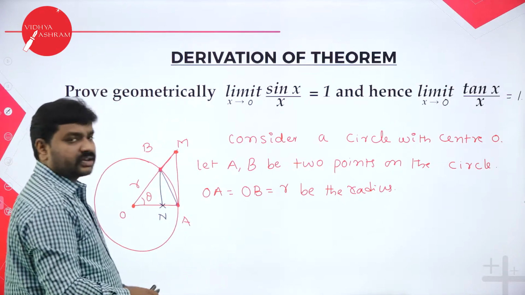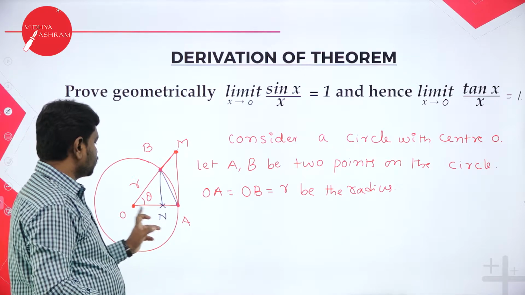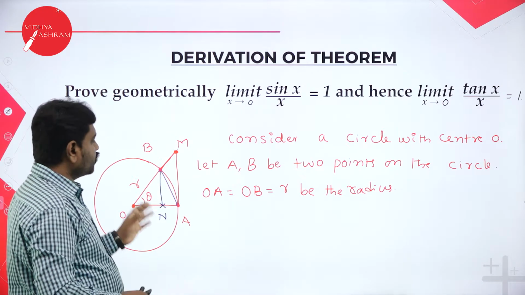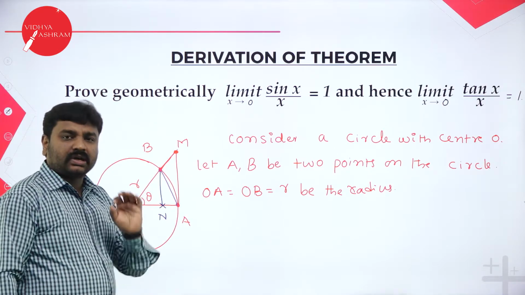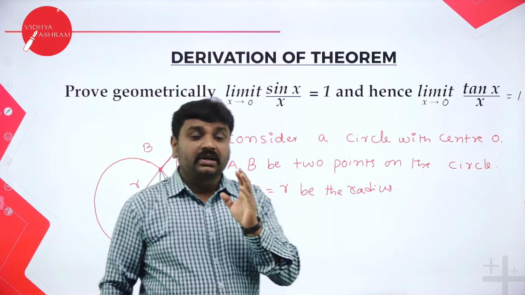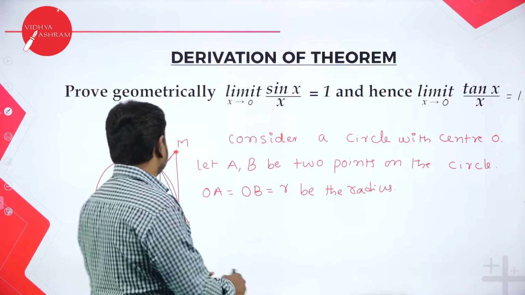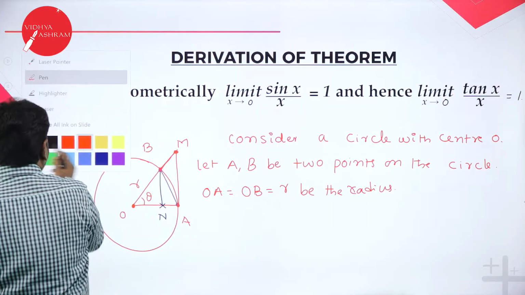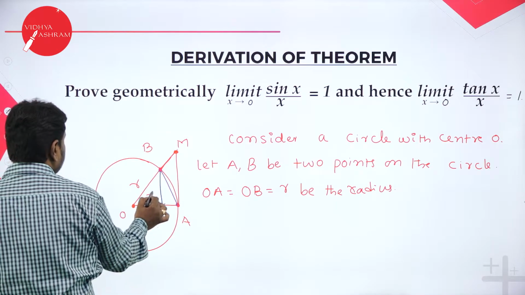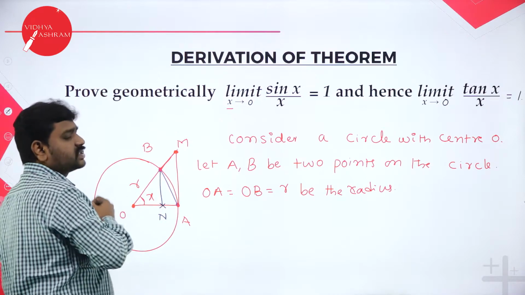So now you can see triangles. You can see OMA, a big triangle, OBA, a small triangle, and you can also see the arc AB. So we'll compare the areas. Our task is to get limit theta tends to 0, sin theta by theta. But your task is to get limit x tends to 0, sin x by x. If they give x, take the central angle as x. I have taken theta, but in spite of that, I am taking x. Why should I take x? Because they ask you to prove limit x tends to 0. If they ask theta tends to 0, then take central angle as theta.